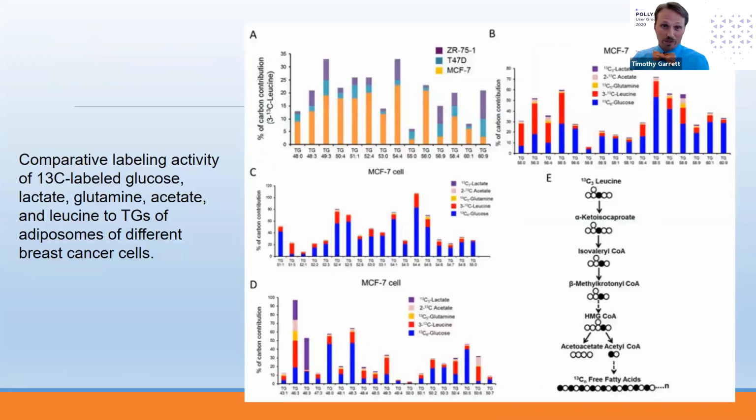You can look at individual labeling across all the multiple classes of triglycerides detected, and we detected well over 50 different triglycerides in the sample sets. And we can see that MCF7 has a very large number of carbon contribution from leucine in the triglyceride content. A significant amount more than the other two cell lines involved.